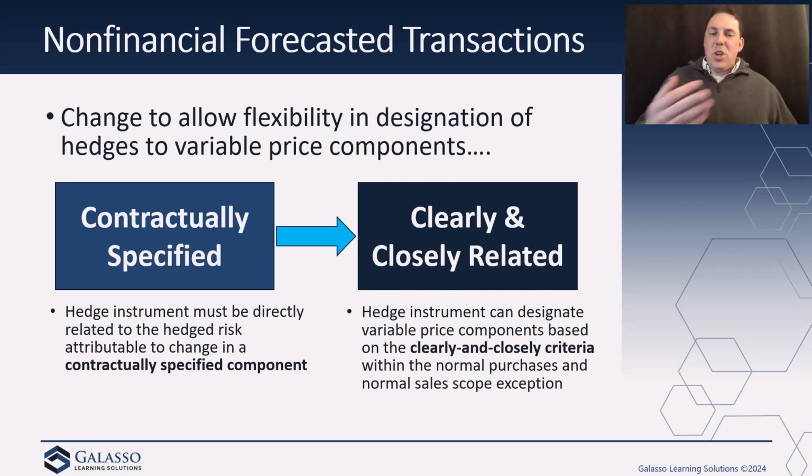So using the soda example, if I purchased a hedge based on sugar pricing, I could argue that sugar, being a key ingredient in Diet Coke, is a clearly and closely related item, and thus I could designate that hedge to my forecasted Diet Coke purchase. The guidance offers a similar example where a purchase of 500,000 pounds of Brazilian coffee could be hedged through a forward contract with 500,000 pounds of Colombian coffee.